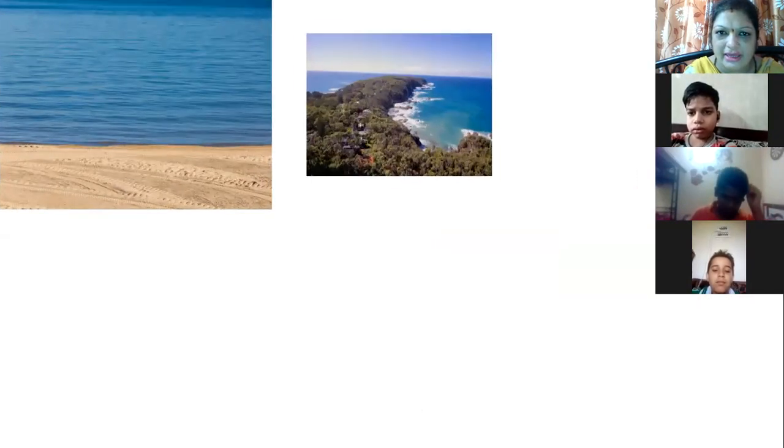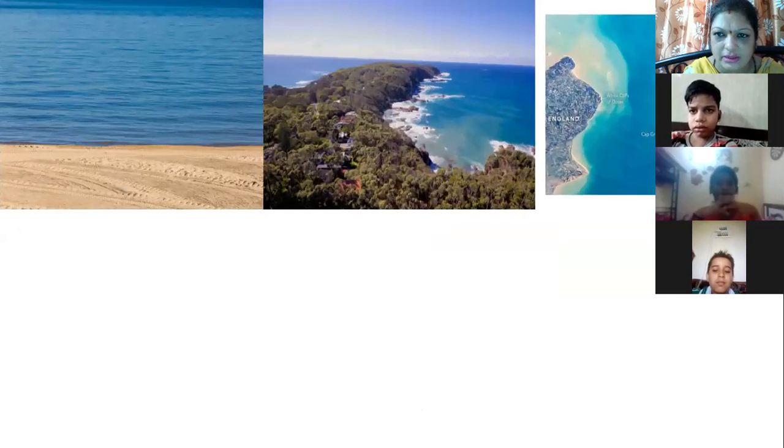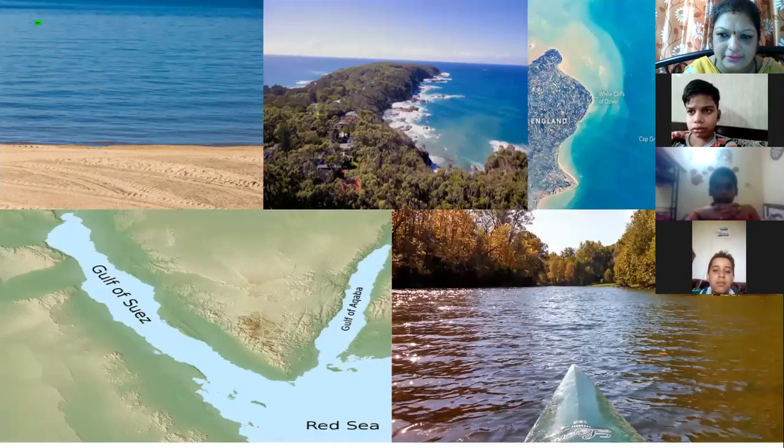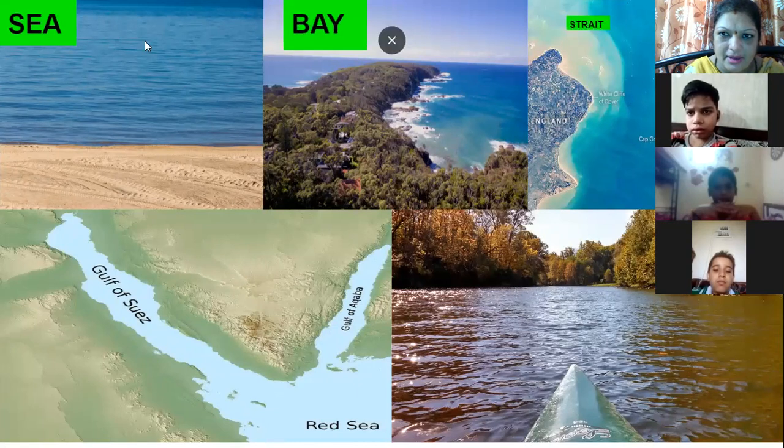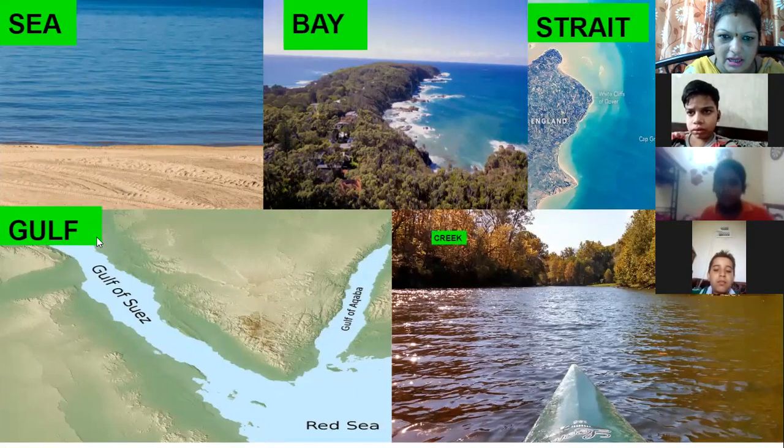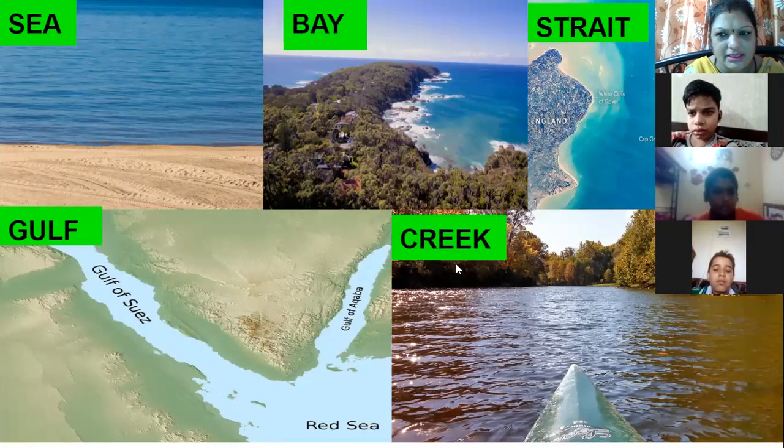Now, if you can guess with the picture, of course the names will come later. See here, sea, bay, strait, gulf and creek. What are these? These are the different water bodies which are formed. Like we have oceans, we have the sea water. The sea water is also salty. We have bay. You can see the bay here, again a water body. Strait, connecting the two lands. So this is a strait.